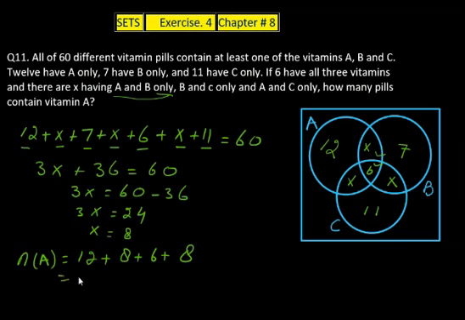So let's count them together. 12 plus 8 is 20, 20 plus 6 is 26, and 26 plus 8 is 34. It means that n(A) is equal to 34, so vitamin A has 34 pills.